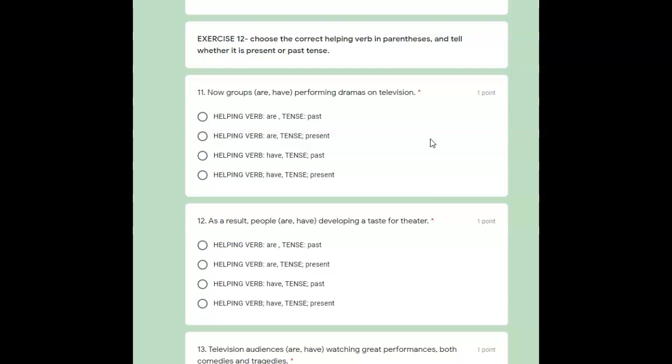Are performing, is that happening now, or did that happen in the past? Performing has an ing ending. That means it's happening now. If it was ed, performed, that would be past. But this is present, so we're going to say are performing, performing's present. So are and present. Okay, and that's the gist of exercise 12 and 10.6.